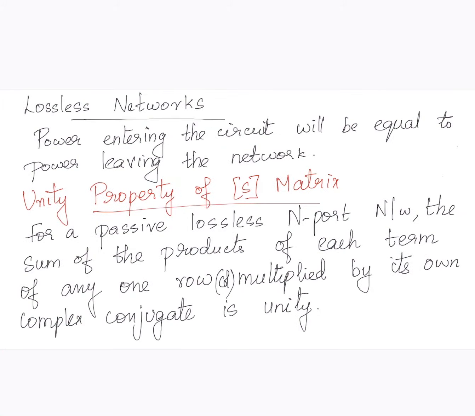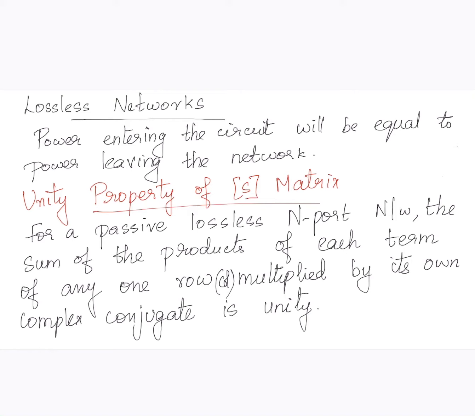Now if you consider a lossless network, any lossless network will follow conservation of energy. So the power entering the circuit will always be equal to the power leaving the network. That is, power is conserved. Depending on this condition, this gives rise to two properties, the unity property and the zero property.